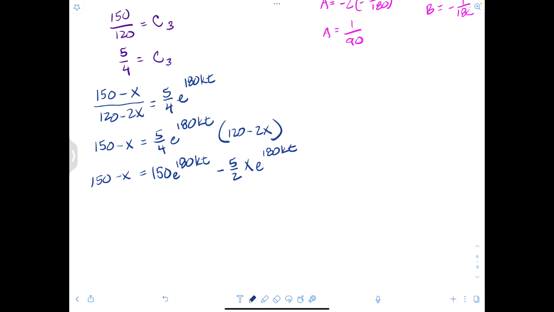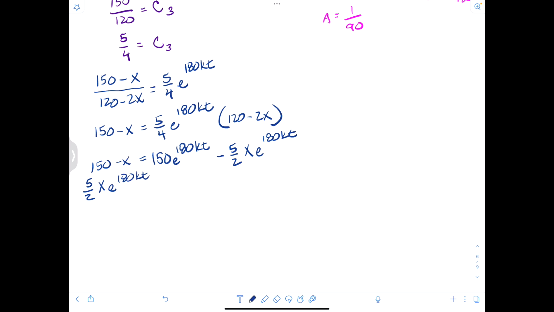And then getting the x's on one side and everything else on the other, we'll have 5 halves x e to the 180 times k times t minus x equals negative 150 plus 150 e to the 180 times k times t. Good so far? Awesome. All right.